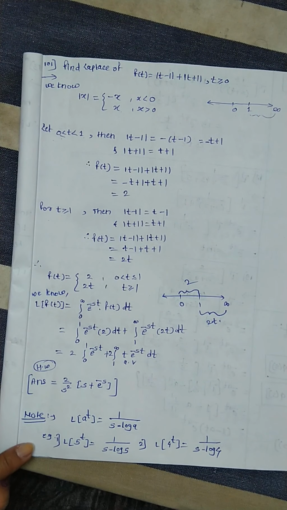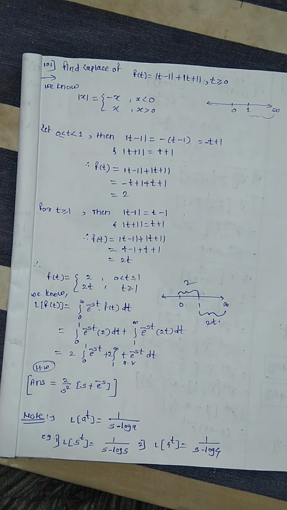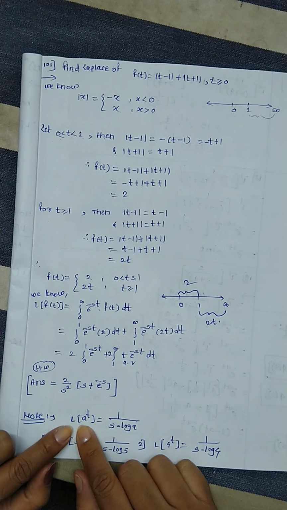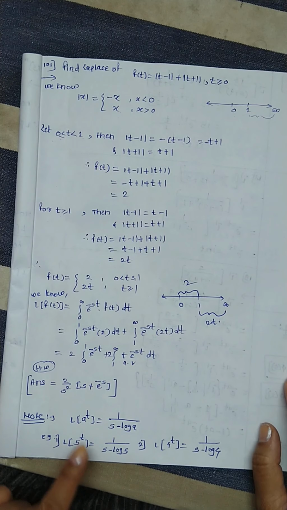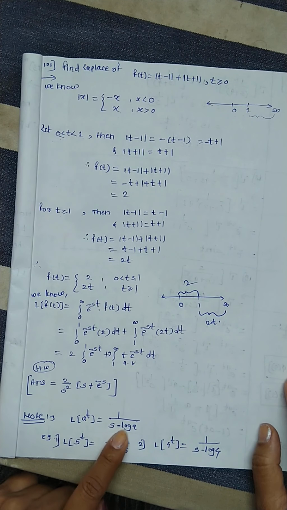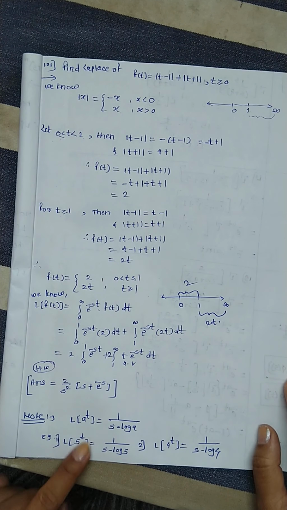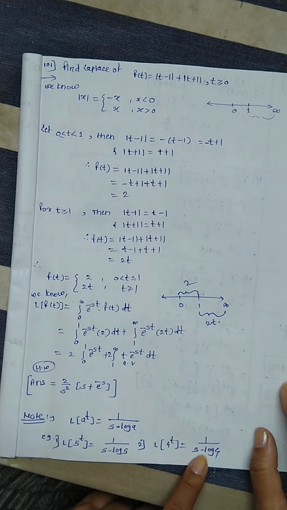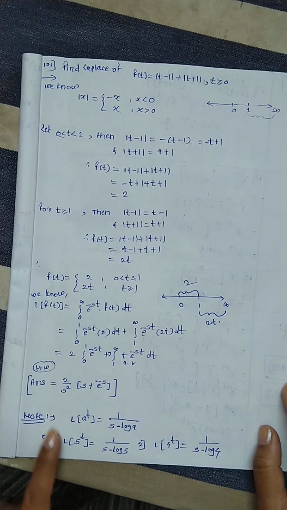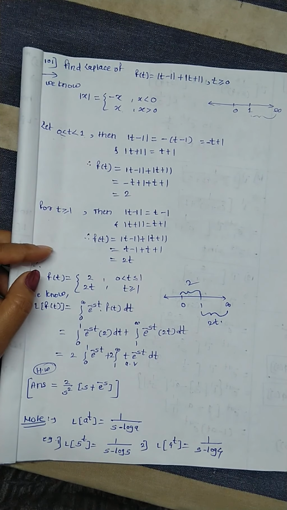Now note one thing. In some objective questions they can ask for this also: the Laplace of a^t. This is one formula only, and you have to just remember that. The Laplace of a^t is 1 upon s minus log a. For example, the Laplace of 5^t means 1 upon s minus log 5, and the Laplace of 4^t means 1 upon s minus log 4. This is a basic formula, and they can ask it in objective questions also.